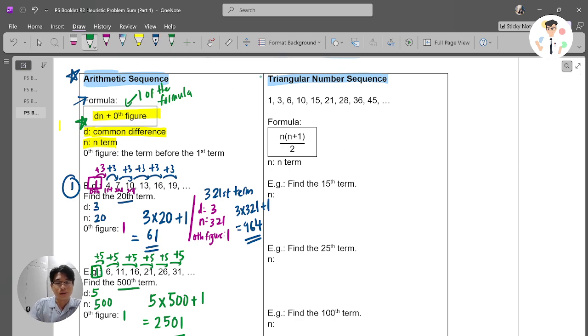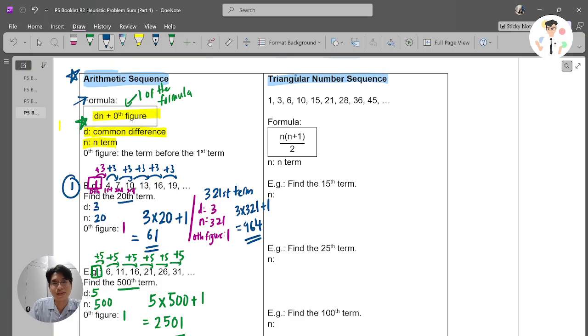Now, different from arithmetic sequence, we have different examples. This example is plus 3, plus 3, plus 3, plus 3. This example is plus 5, plus 4, plus 5. Triangular number sequence only has one sequence. Again, I repeat, the triangular number sequence only has one sequence, which is this sequence. There are no other number sequences. It's only this one. For arithmetic, we have different examples because I can plus 2, plus 2, plus 2, plus 6, plus 3, plus 8. I can have so many different ones. But this one, only one.